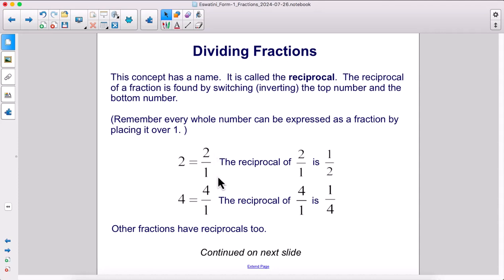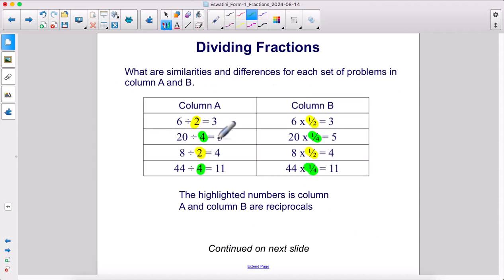bottom number. Remember, every whole number can be expressed as a fraction by simply placing it over the number 1. So 2 is equal to 2/1. The reciprocal of 2/1 is 1/2. You're just going to flip it over. Reciprocal of 4, or 4/1, is 1/4. Other fractions have reciprocals too. As you can see, the numbers in A and B that are highlighted are reciprocals. The reciprocal of 2 is 1/2. The reciprocal of 4 is 1/4.